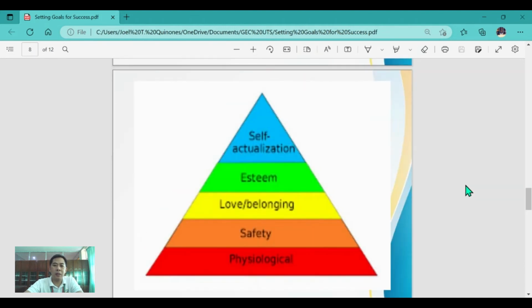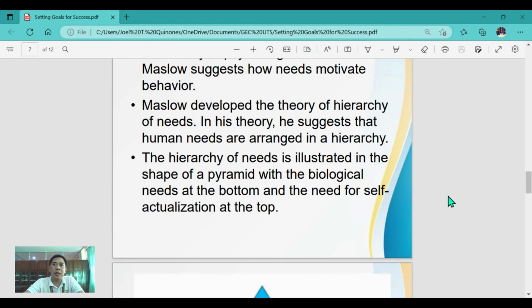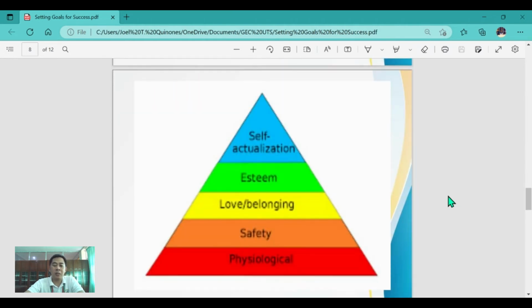Maslow developed a theory of the hierarchy of needs, and then we'll look into the diagram itself. The bottom is physiological need, the need of the body, and then of course safety, and then love and belonging. That is physiological or psychological, I should say. Self-esteem and self-actualization are referring to the self, how we can actually attain self-actualization. The hierarchy of needs is illustrated in the shape of a pyramid with biological needs at the bottom and then self-actualization at the top.